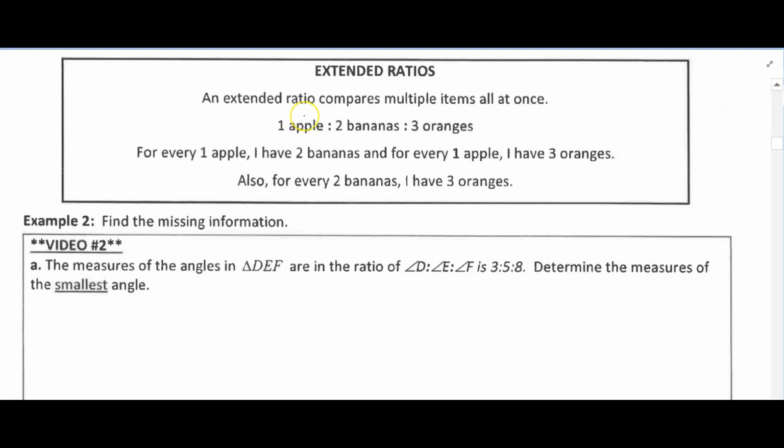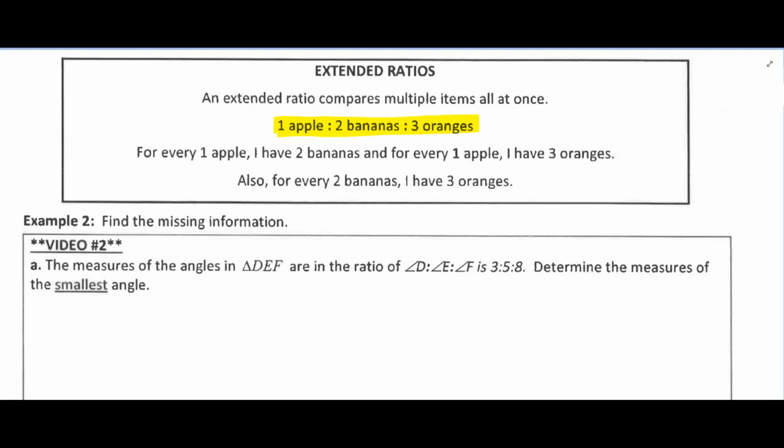An extended ratio compares multiple items all at once. For example, I could have 1 apple to 2 bananas to 3 oranges. So if I wanted to interpret this, it could be for every 1 apple, I have 2 bananas. And also, for every 1 apple, I have 3 oranges. In addition to that, for every 2 bananas, I have 3 oranges. So this tells us the comparison of how many apples, bananas, and oranges I have.